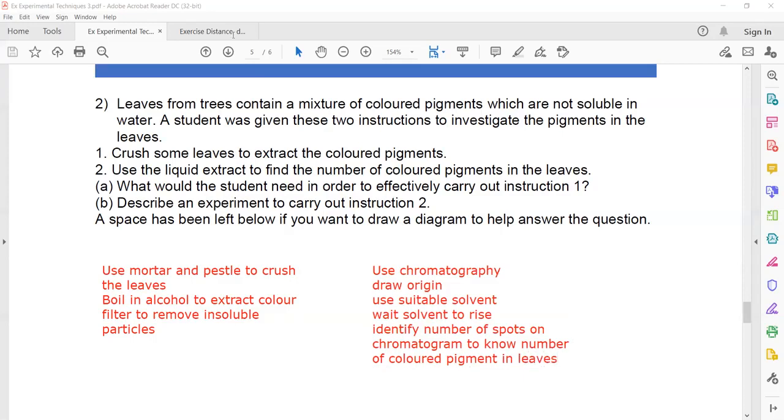Is it clear? So first instruction, we use mortar and pestle to crush it, and then we boil in alcohol. Why do we boil in alcohol, not in water? Because they mentioned it is not soluble in water. So we boil in alcohol, then we filter. So that was a colored extract which we obtained. And then that colored extract we place on the chromatogram. We draw the origin with pencil and we identify the number of spots. Like, for example, if two spots are there, it means it contains two colored pigments. If it has three spots, then it is three colored pigments. If it is one spot, it means it is only one color. Is it clear? Question 2.